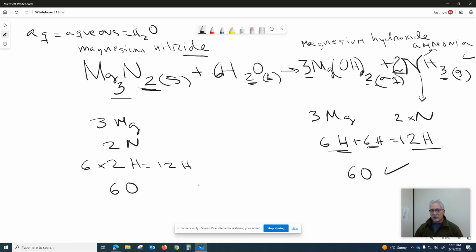It's already balanced. 3 magnesium, 3 magnesium, 2 nitrogen, 2 nitrogen, 12 hydrogen, 6 here and 6 on the ammonia, and 6 oxygen. 3 times 2 make 6 oxygen. This is an oxygen here. And let's stop at this point because I'm going to make another video on how to find the molar mass of the substance, okay?